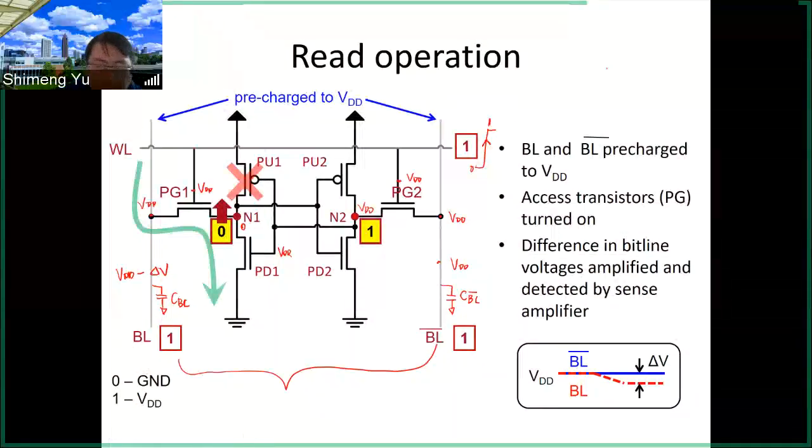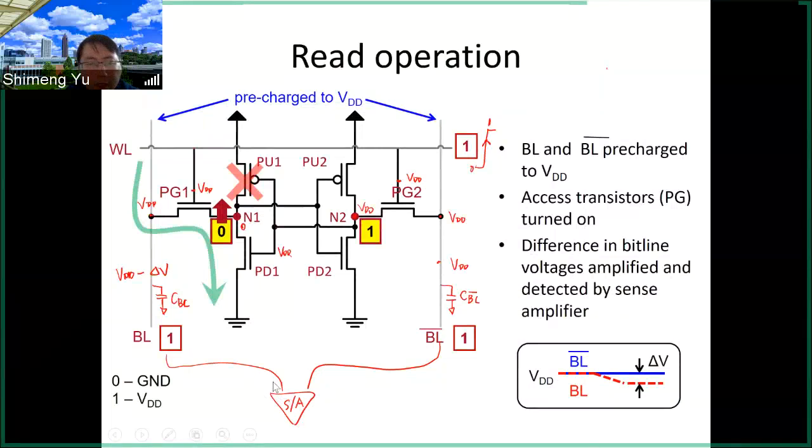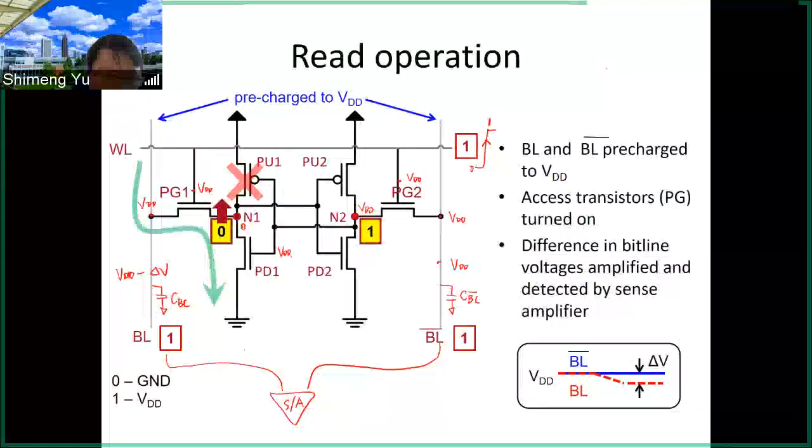there's a peripheral circuit called the sense amplifier. At the end of the column, it will be attached to the sense amplifier, SA. This SA is going to detect the small difference and amplify it. So the BL will be VDD minus delta V, BL bar will be VDD.